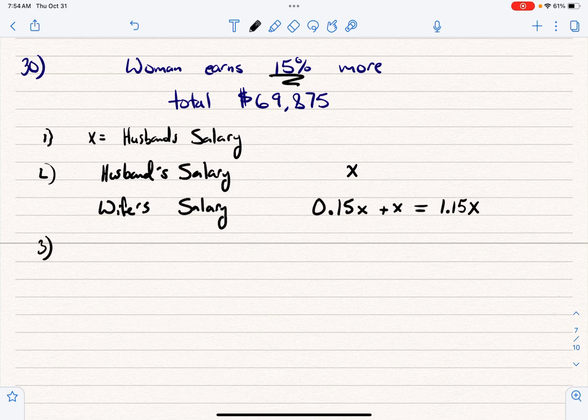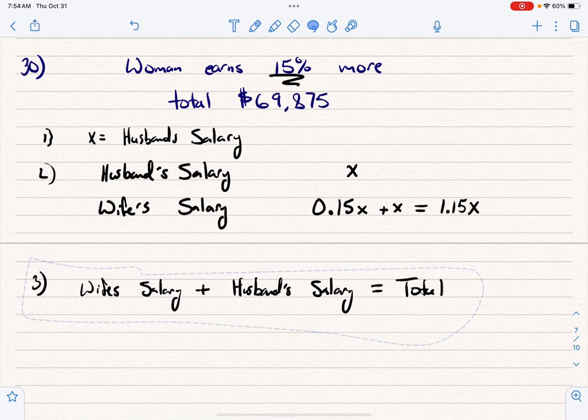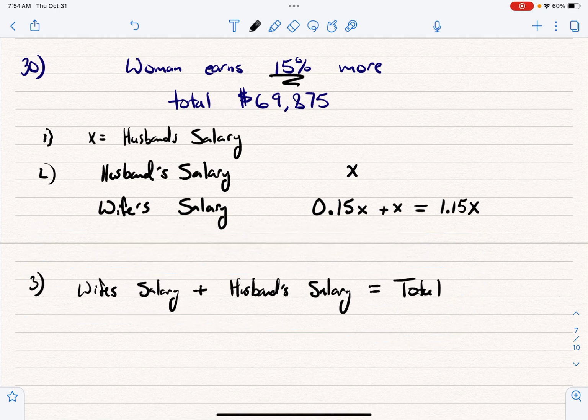And what's the model? The model is the wife's salary plus the husband's salary is equal to the total. And I guess that's the only thing I didn't list in the translating, and I probably should have put that there of what the total was. But we saw that I've already got that written, and that's probably why I didn't rewrite it. The total is $69,875.